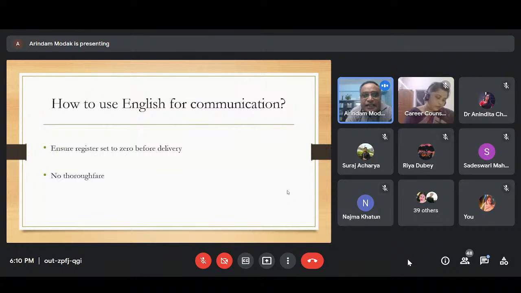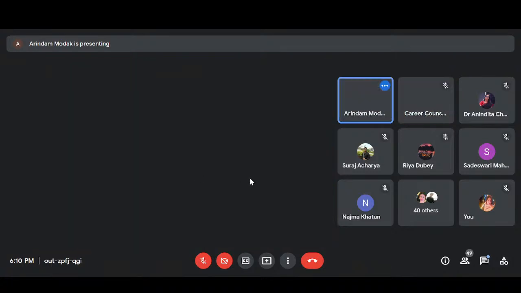Ensure register set to 0 before delivery. This is the sentence. Ensure register set to 0 before delivery. You might have come across this sentence. So where do you come across this sentence? Can you tell me, anyone? If you are using motorbikes, if you are using scooters, I would expect the answer from you. Ensure register set to 0 before delivery.